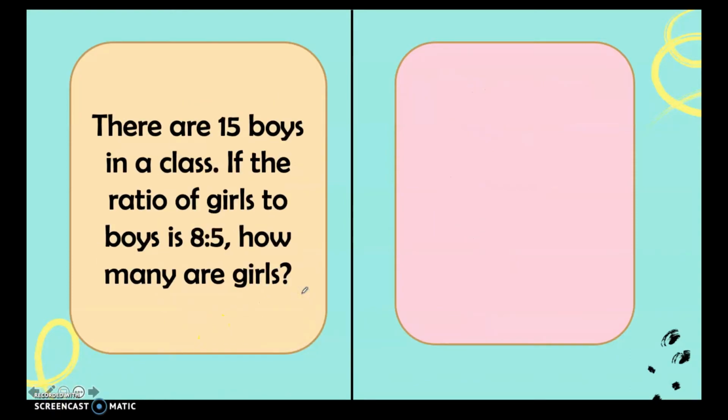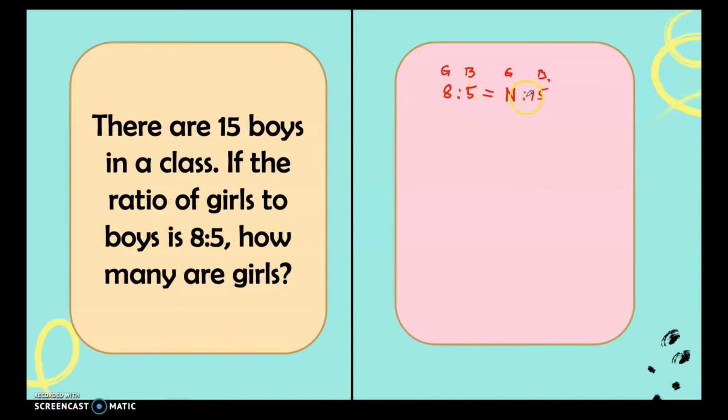Next, there are 15 boys in a class. If the ratio of girls to boys is 8:5, how many are girls? So let's write this first, the ratio of girls to boys. So we have 8:5. So this is the girls and this is the boys. So when you write the other ratio, it should be girls, which is the missing, and the number of boys is given. So we have 15 boys.